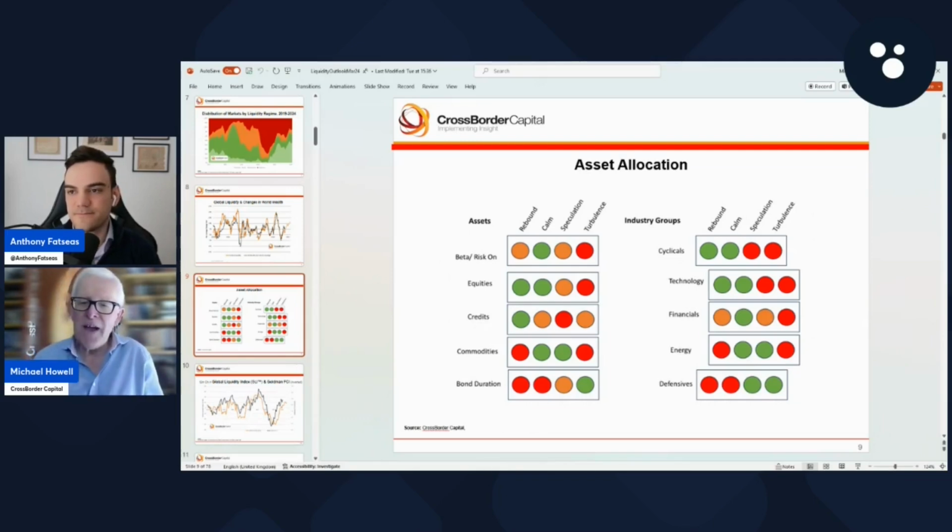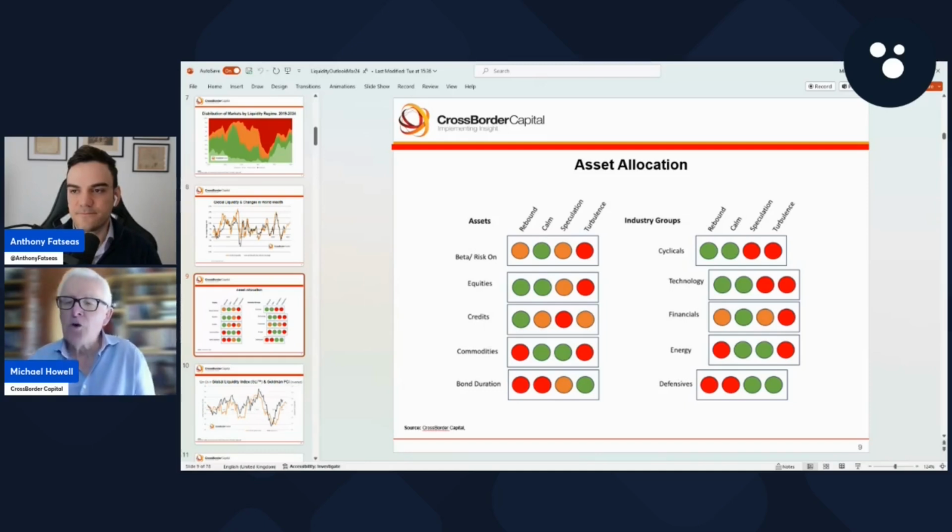So on the left-hand set of traffic lights, there are asset classes, and on the right-hand side of traffic lights, there are industry groups, so industry sectors of the stock market. The basic takeaway from this chart is we're in rebound, we're moving into calm. What you should have seen perform in rebound are things like equities and credits. They did. What performed badly were things like commodities and bond duration. If you move to calm, you should start to see commodity market performance pick up, which I suggest we are.